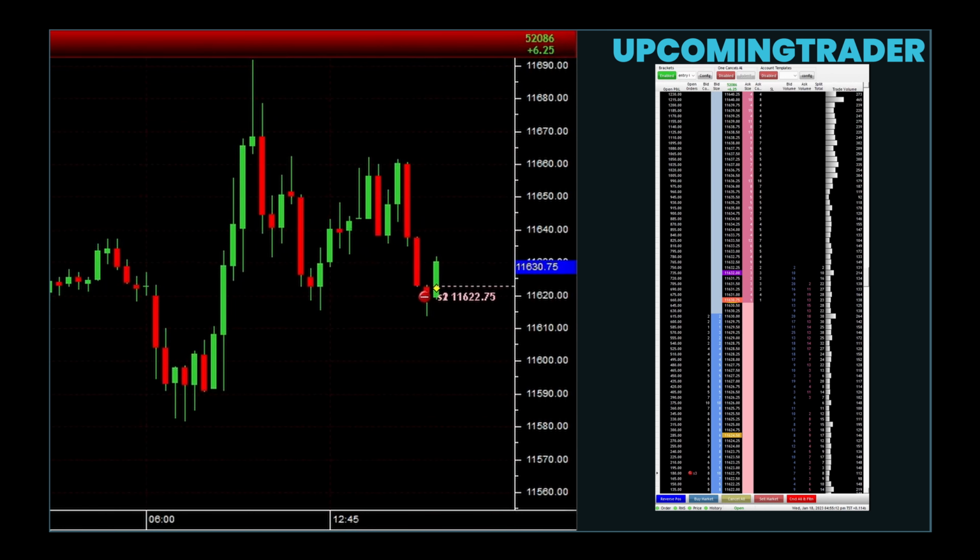Another key pattern is the balanced or normal day. This pattern forms when the market has a balanced profile, indicating that buyers and sellers agree on fair value, resulting in a bell-shaped TPO profile. This type of day suggests a lack of strong direction, and traders often look to trade reversions to value, buying at the lows and selling at the highs of the value area.